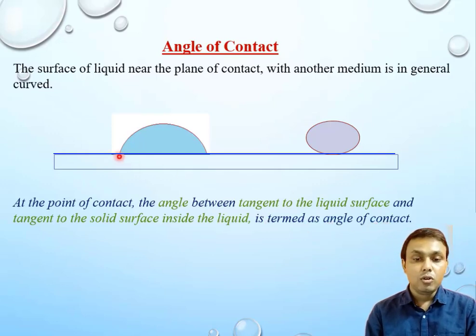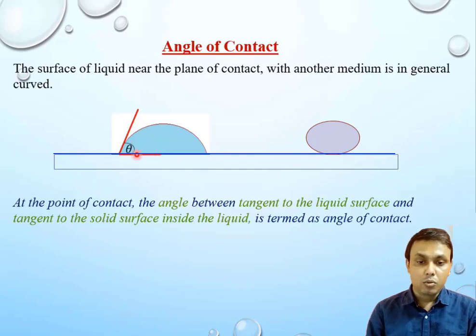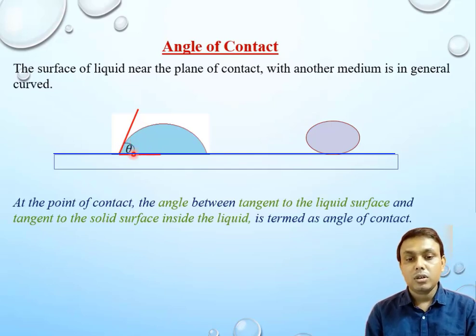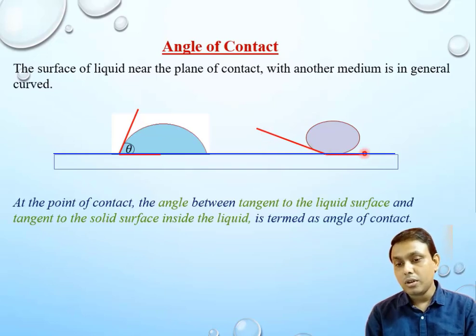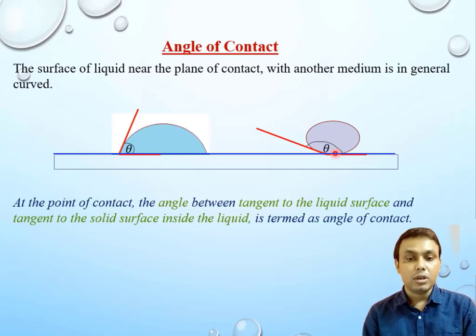That means যদি এই বিন্দুতে আমরা তরলের উপরিতলে একটি স্পর্শক টানি এবং যদি সলিডের সারফেসে একটি স্পর্শক টানি এবং এদের মধ্যে যে কোণটি তৈরি হবে, that angle is called angle of contact. Similarly here, this is the tangent drawn to the liquid surface, this is the tangent drawn to the solid surface, and the angle in between these two is the angle of contact.